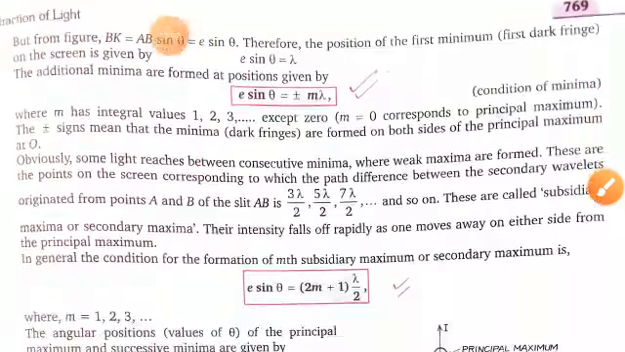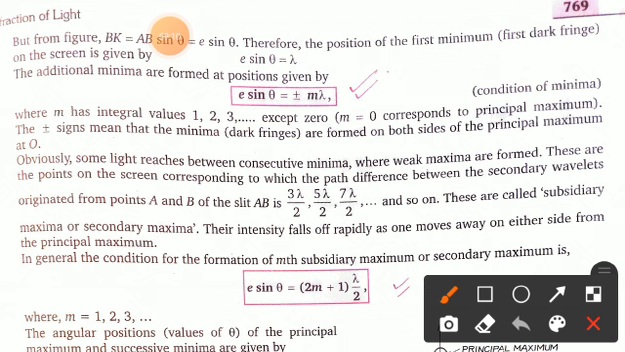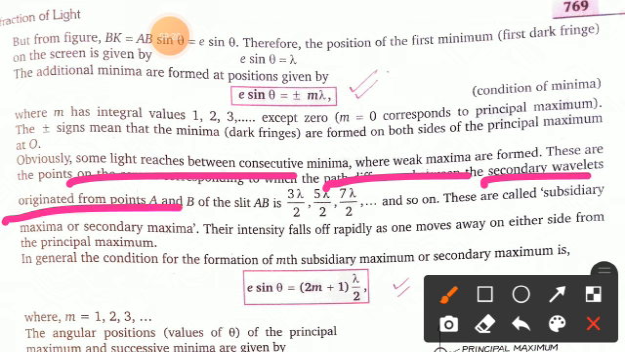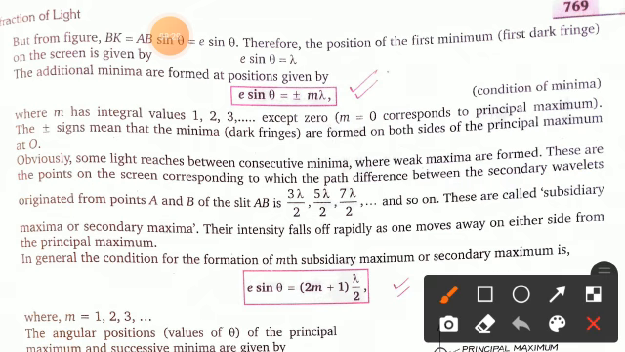I hope you understand it. Now obviously some light reaches between the consecutive minima where the weak maxima are formed. These are the points on the screen corresponding to which the path difference between the secondary wavelets originating from points A and B of the slit is 3 lambda by 2, 5 lambda by 2, 7 lambda by 2, and so on.